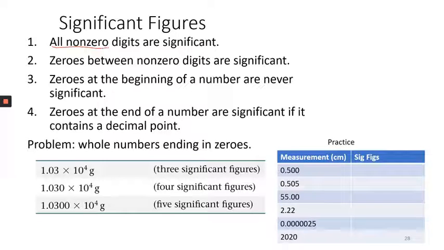Well, all non-zero digits are significant. So if you have a number that is not zero, it is significant and it counts. Zeros that are sandwiched between non-zero numbers are significant. So let's take this measurement here. This has 2 sig figs.